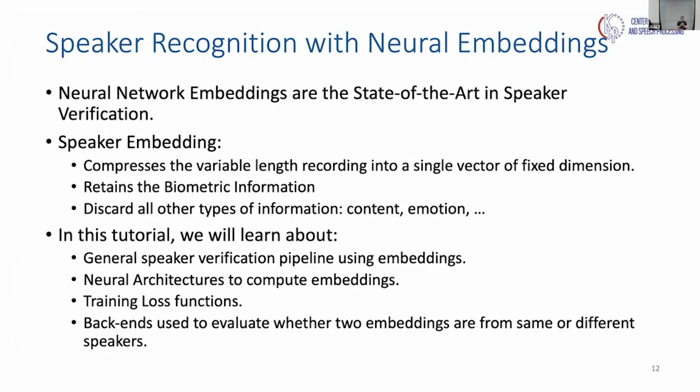So when we compare the enrollment and test embedding, we can decide if those two come from the same person or from different persons. In this tutorial, we are going to learn about the general speaker verification pipeline using embeddings. What are the neural architectures that we use? What are the training loss functions? And what are the backends that we use to compare two embeddings to say if they come from the same speaker or from different speakers?